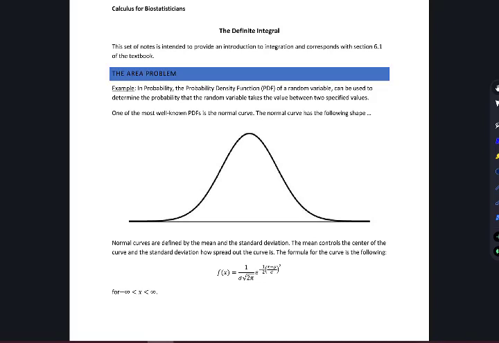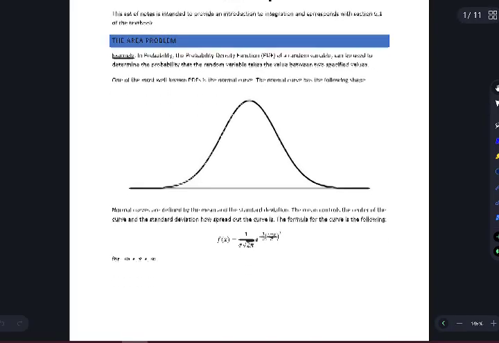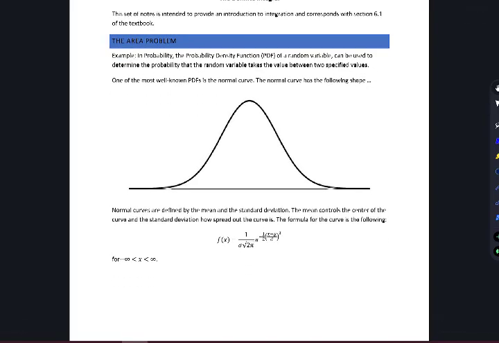In this set of notes, we're going to look at what is called the definite integral. To start out, we're going to define what's called the area problem. Now your book looks at problems of finding area under a different application than the one that I'm going to look at here.